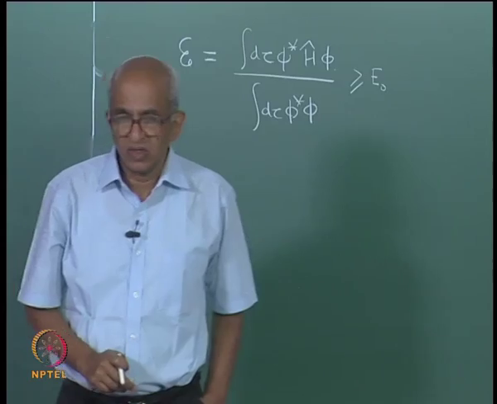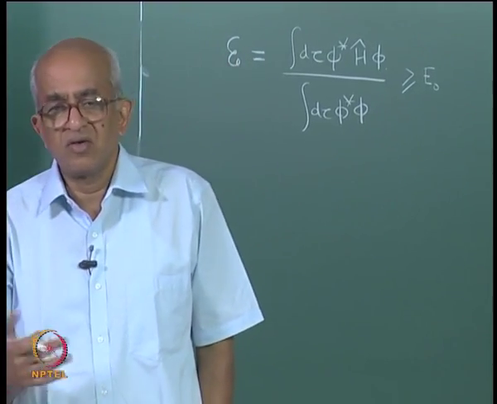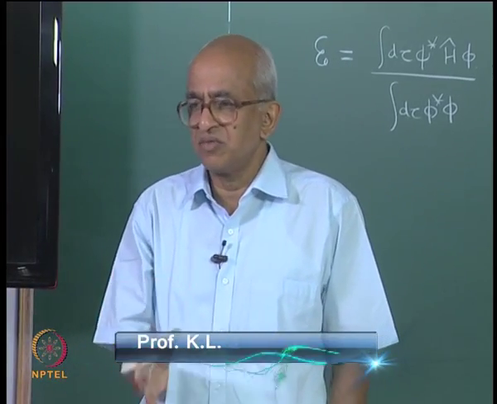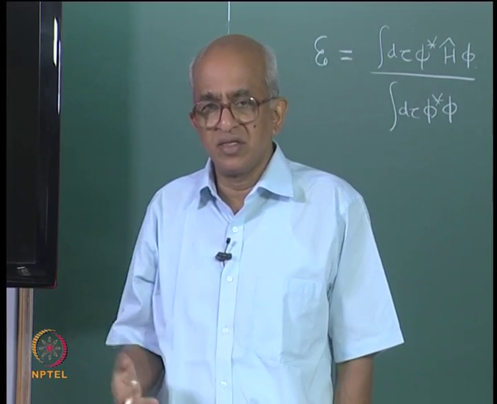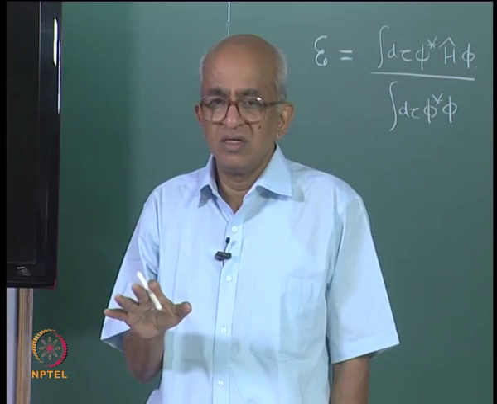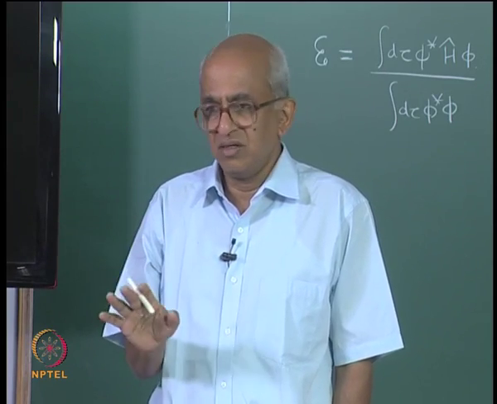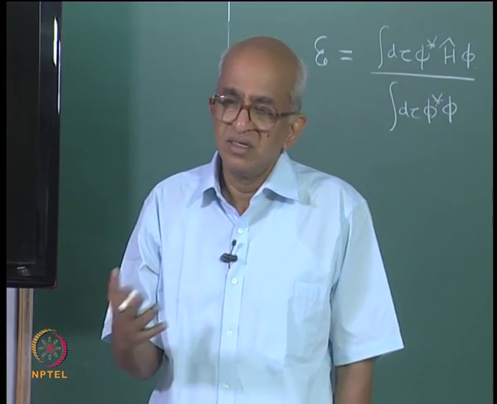This quantity is guaranteed to be greater than or at the most equal to the ground state energy of the system. Therefore, if you have a system for which you want to calculate the ground state energy, all you have to do is guess an approximate wave function, put it into the expression, and calculate it. The answer that you get will be greater than, that is guaranteed. It may happen to be equal to, but that will happen only rarely.